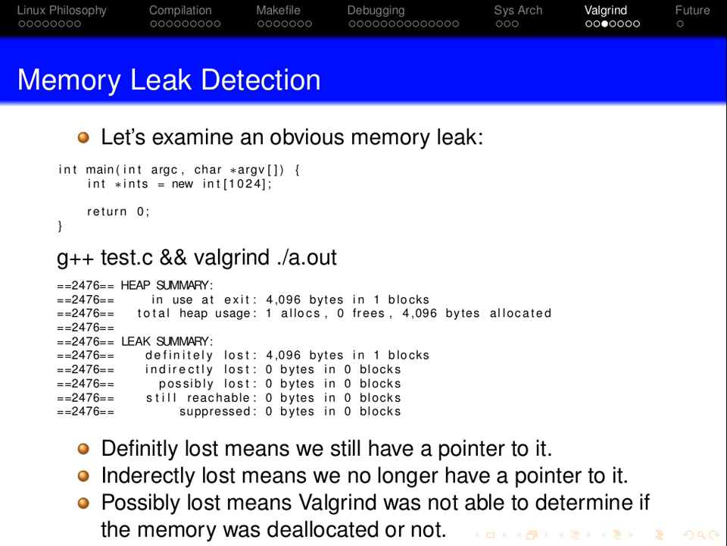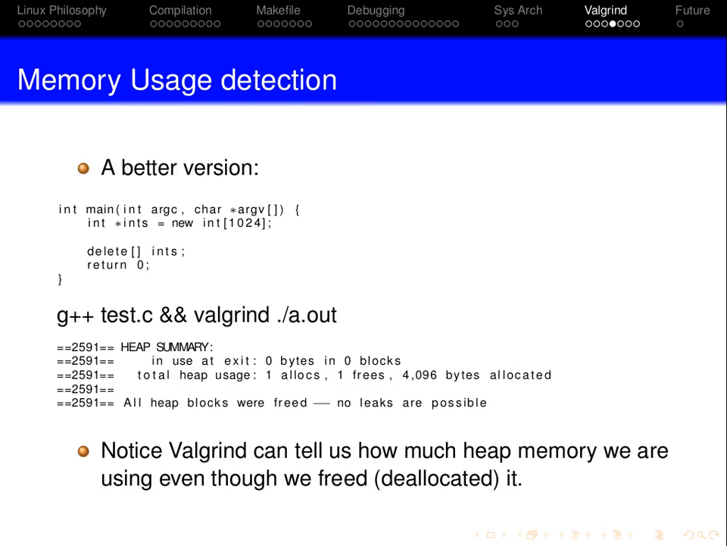So let's go ahead and look at the first one, definitely lost memory. What's the issue with this program? It never deletes. Right. So if I run it real quick, on exit 4K lost in one block because it was allocated as one block. Definitely lost means we still have a pointer to it. Indirectly lost means we no longer have a pointer to it, but it's somewhere. Possibly lost means that things got too complicated and Valgrind was not able to determine if the memory was deallocated or not. I'll tell you, most of the time possibly lost means you lost it. So fix it. From experience, that's what it actually means most of the time.